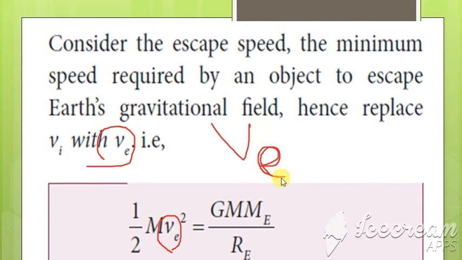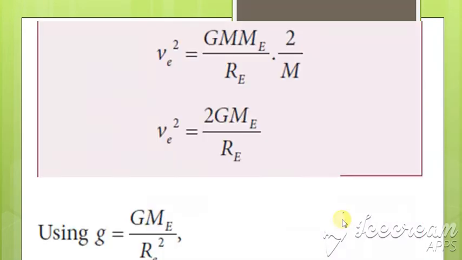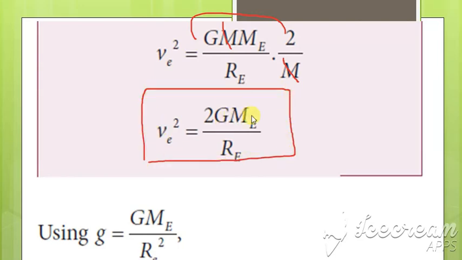So we write half m ve square. Now bring this to the side, m gets cancelled, and if we bring the square also, we get ve square, which is equal to 2 G me divided by re. Now, what is the formula for g? We know it is G me divided by re square.